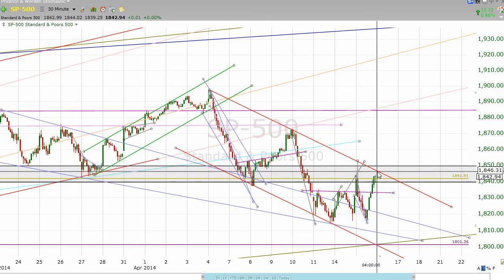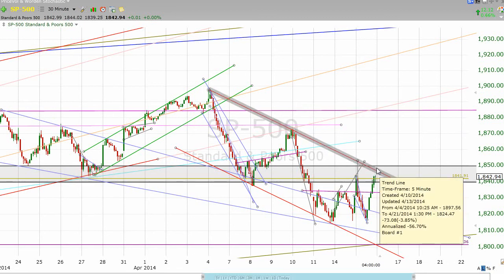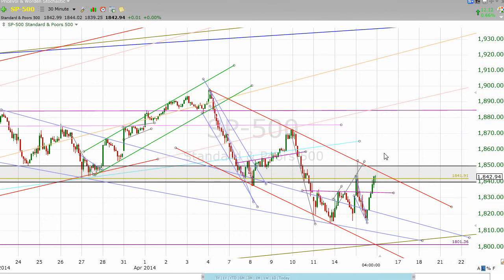That line tomorrow would be at about 1846 to start with, and by the end of the day it would be at 1840 because it is a descending resistance line. So let's see if the S&P can show us enough strength to get over this descending resistance line, and if it does, if that starts to set up our move to come back and challenge some of these overhead resistance lines that we haven't really been that close to over the past 4 days since we had this last leg down here.